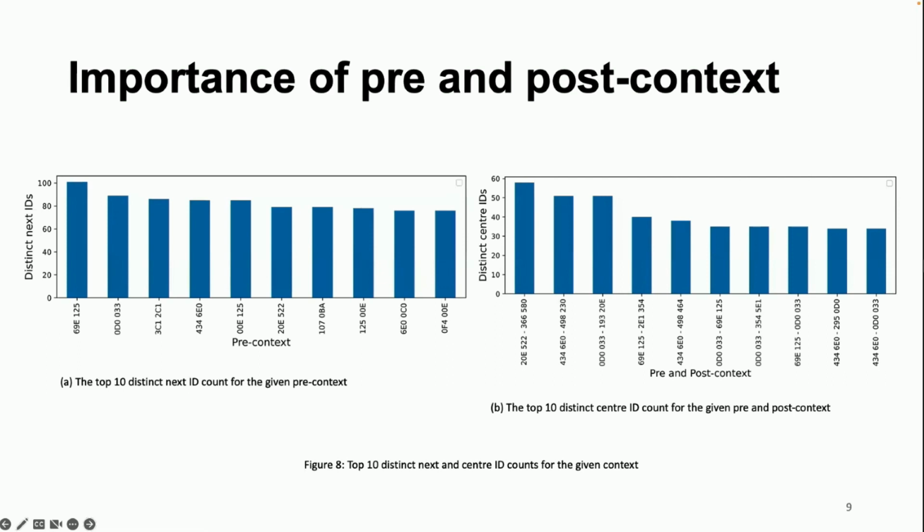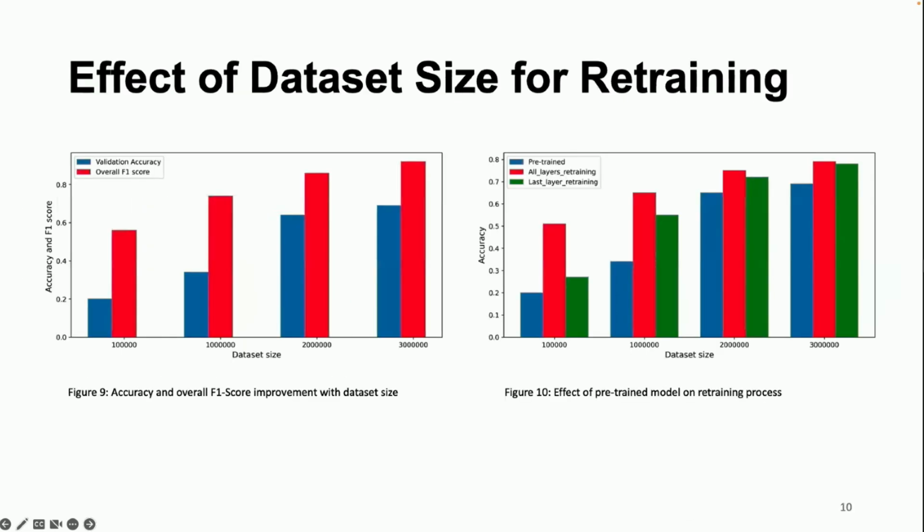However, as per the right-hand side figure, given the post context of 2E1354, this reduces to 40. That means the context ID, sent ID, can be predicted with higher certainty given the pre and post context. Therefore, we use pre and post context in our model.